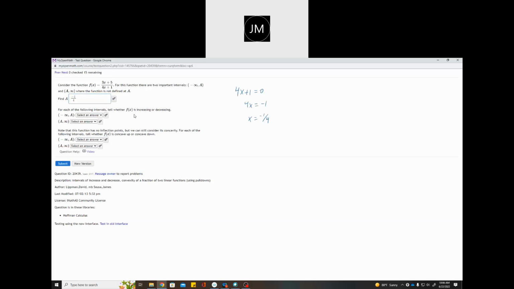Okay, for each of the following intervals, tell whether f is increasing or decreasing. So on negative infinity to negative 1/4, is it increasing or decreasing? What we're going to do here is the first derivative test. So I'm going to start by finding the first derivative of the function.